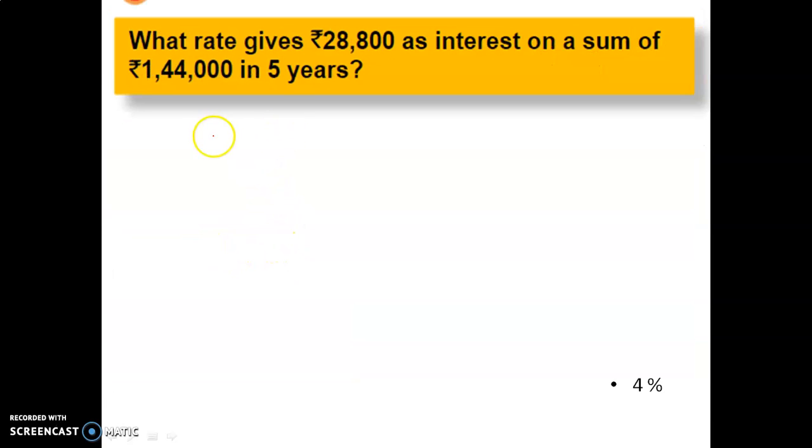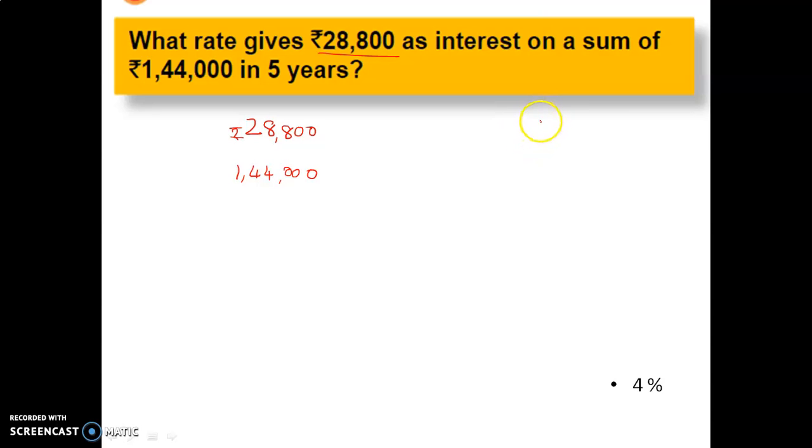The next question is, what rate gives... Now I have to find rate. Let me read the question once. What rate gives rupees 28,800 as interest on a sum of rupees 1,44,000 in 5 years? What are the details being given here? Here we have one number, 28,800 rupees, and another number, 1,44,000. And you should know how to identify each and every number with the words that we have learned.